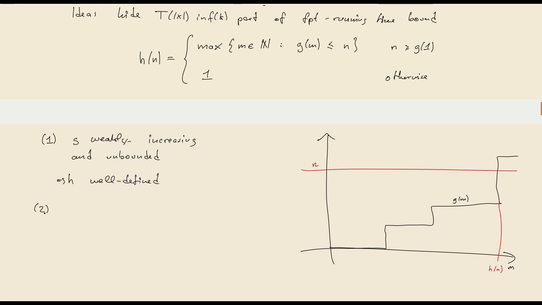But there's more. By the same reasoning, we also know that h itself is weakly increasing again. So all the functions that we're dealing with are weakly increasing. Why is that? Well, intuitively in the picture it's clear: if I pull up this line a bit more, then the crossing point can only move to the right because g is increasing.